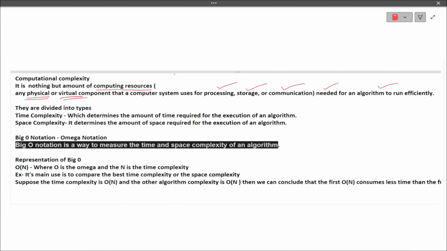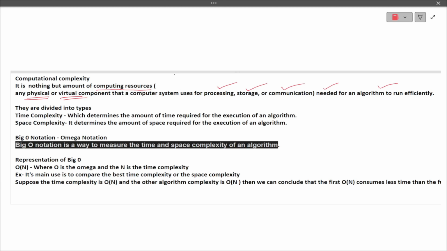Now they are universally divided into two types as mentioned here. One is time complexity, another one is space complexity. By the name itself you can easily identify: time complexity is talking about time, and space complexity will definitely be talking about space.